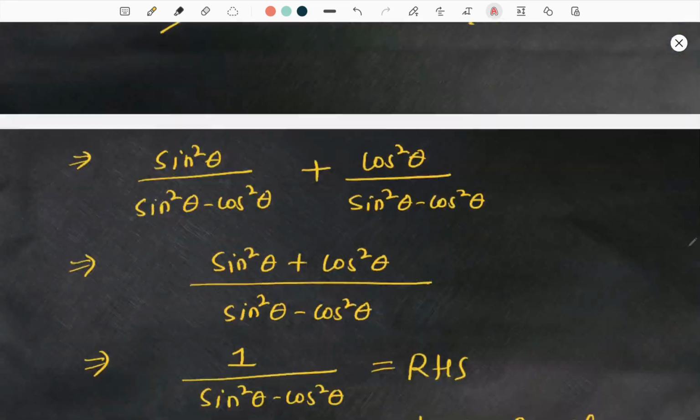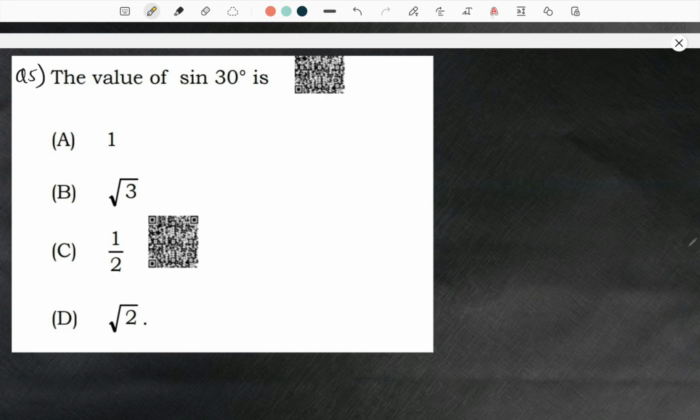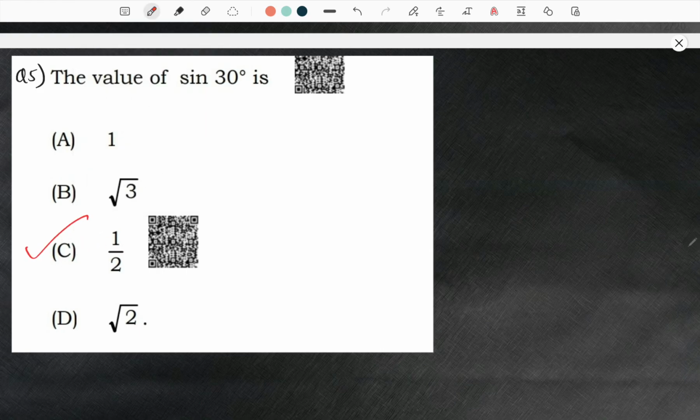All right, moving forward to next question. Here a simple question is there. The value of sin 30 degree is 1 by 2. So that is quite a simple question, no? So the value of sin 30 is 1 by 2.